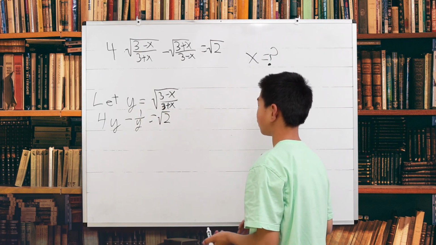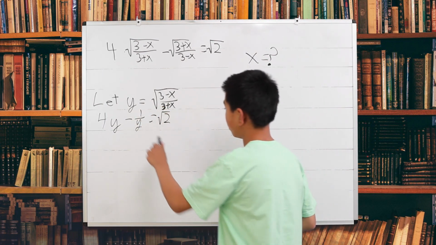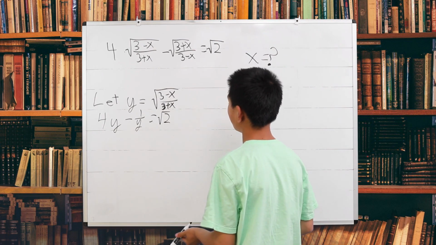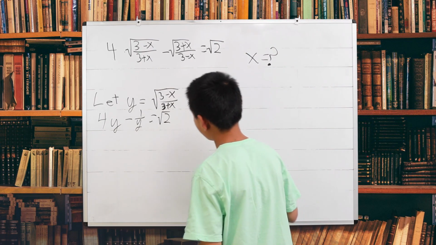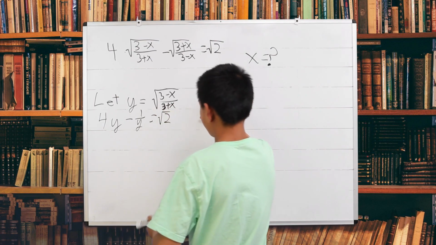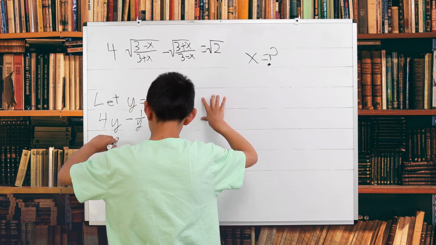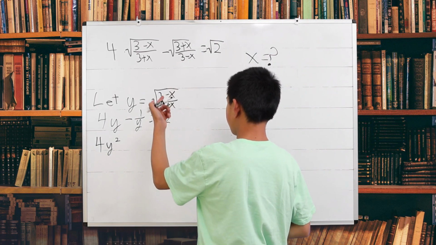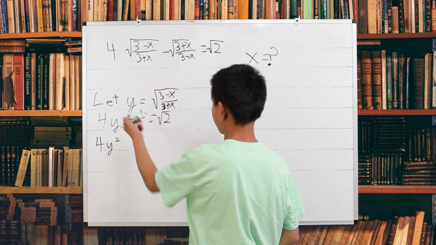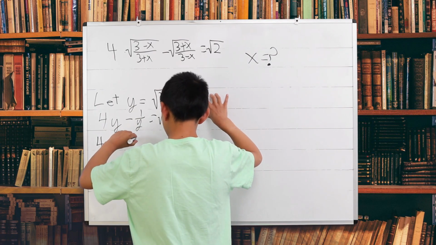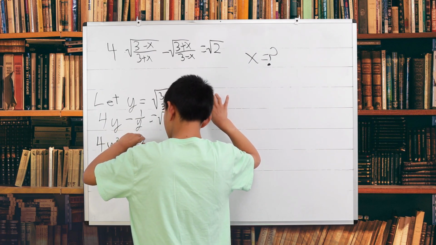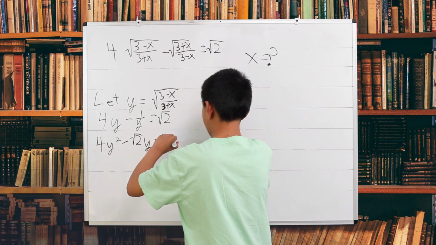Now we have a bit of a problem here. There's a y on the bottom and we need to get rid of it. And what better way to get rid of it than multiplying y on both sides? So this is going to be 4y squared. And we move this square root 2 y to this side, so minus square root 2 y. And now minus 1 is 0.